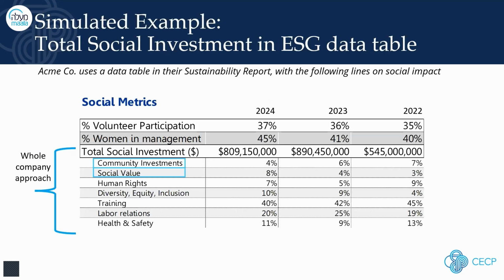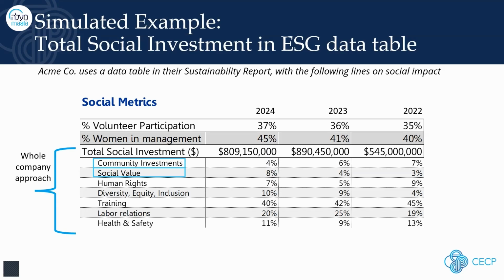I wanted to share what TSI can look like in practice. For our example company, Acme, in their annual report, they included the following in the social metrics section. They have been calculating their TSI for the last 3 years, and they put their total social investment as a dollar amount for each of those years. And in addition to reporting their TSI for all 3 years, they have also chosen to report how much of that TSI was allocated to each category.